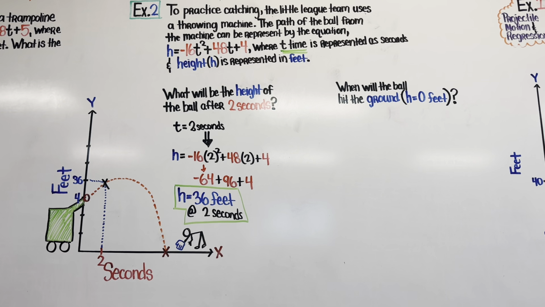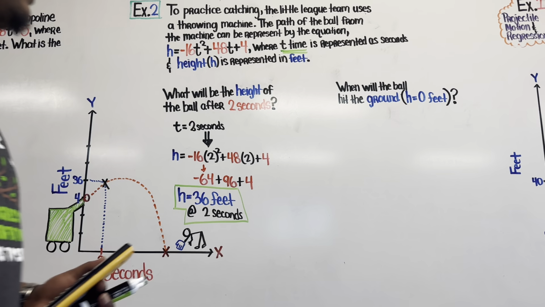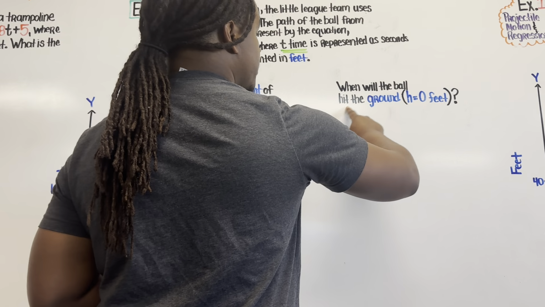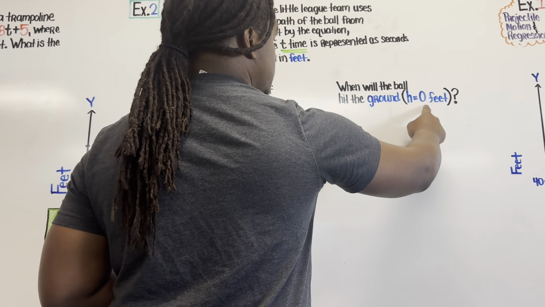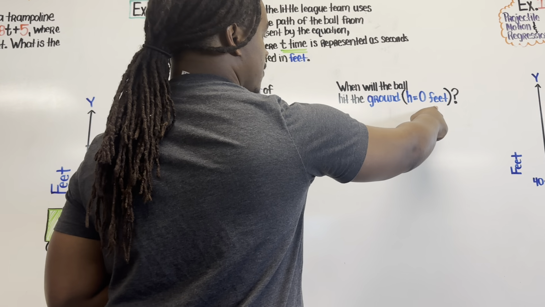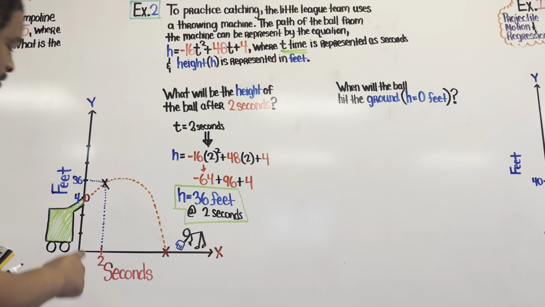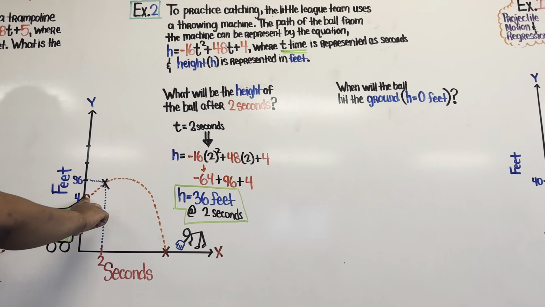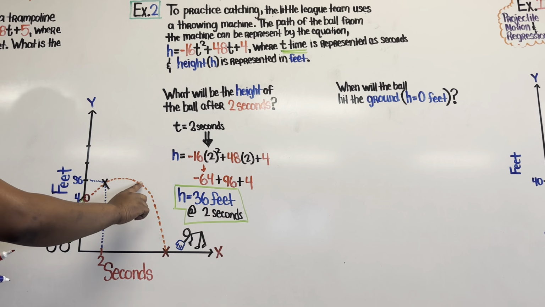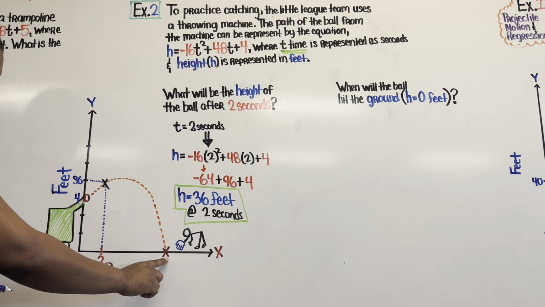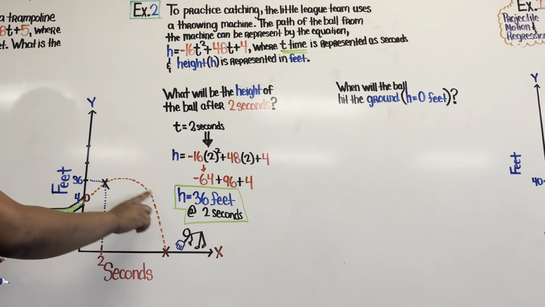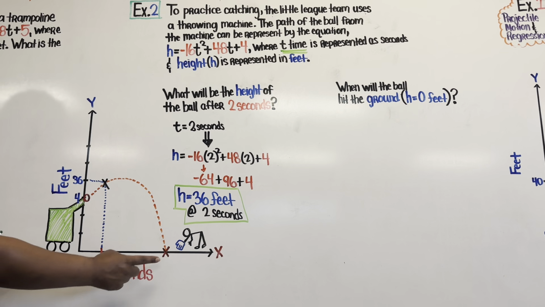All right, now the second thing that we're going to calculate is when will the ball hit the ground at 0 feet, which is when the height is 0. The ground is 0 feet. So they're asking how long is it going to take for this ball to be projected out of this machine and hit the ground? How long will it take? And hitting the ground is 0 feet.